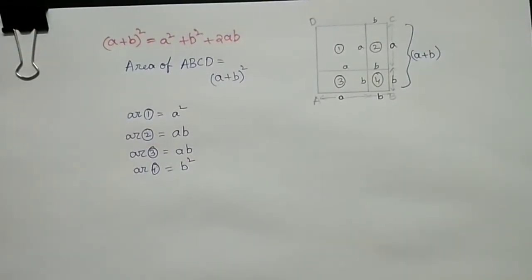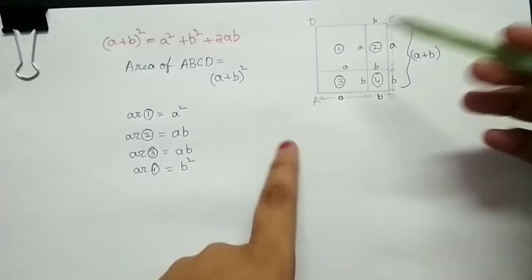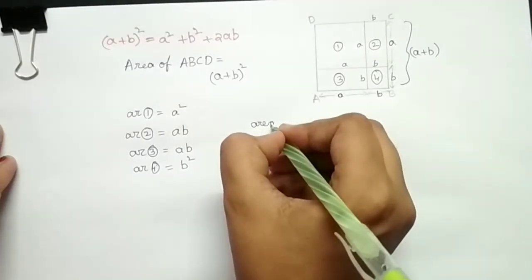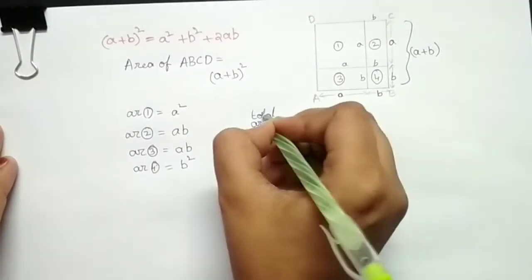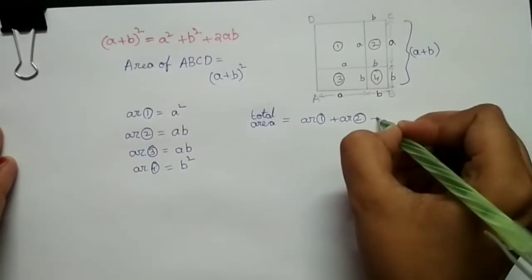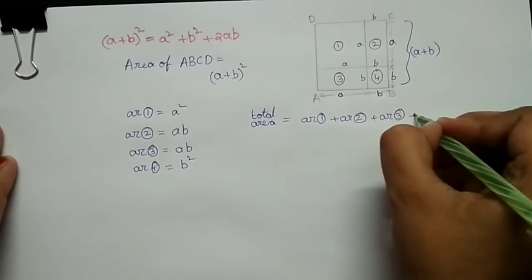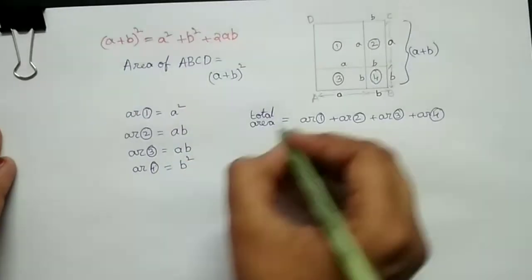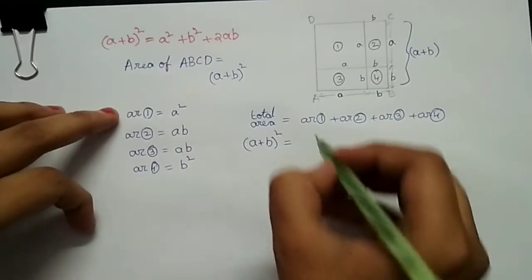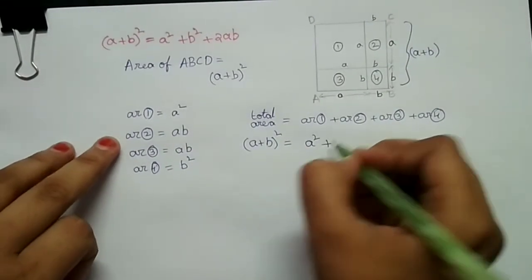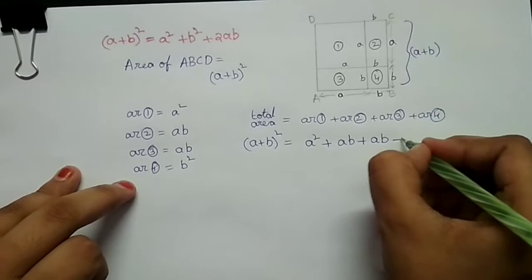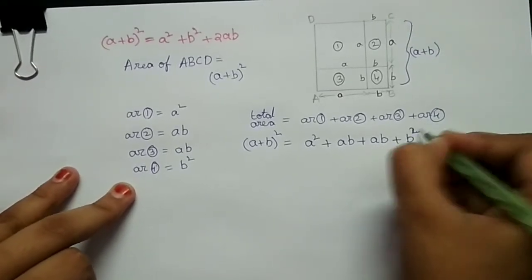So if I want the area of whole ABCD, I need to add the areas of 1, 2, 3 and 4. So total area will be area of 1 plus area of 2 plus area of 3 plus area of 4. So total area I will write as (A plus B) whole square, and area of first one is A square, area of second one will be AB plus area of third one is AB as well, and area of fourth will be B square.